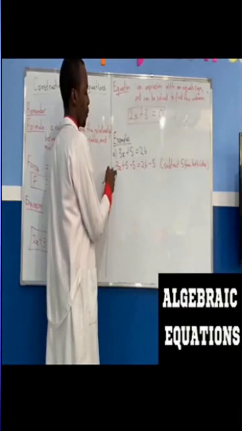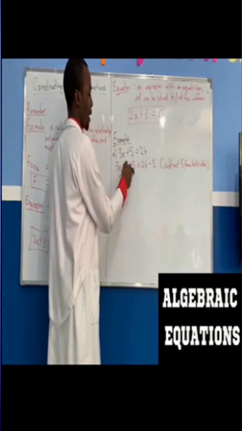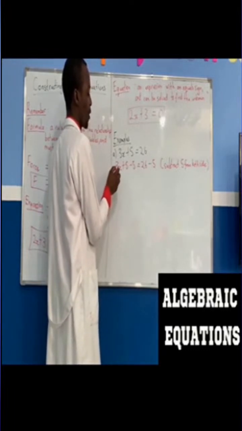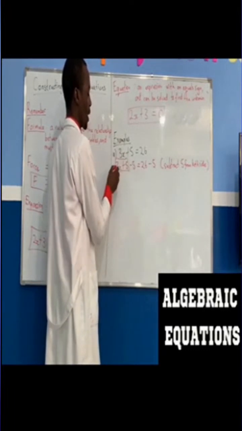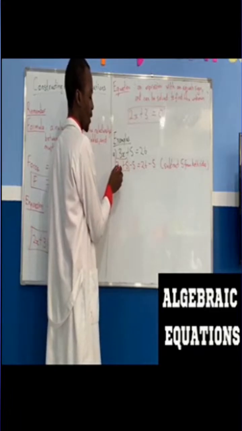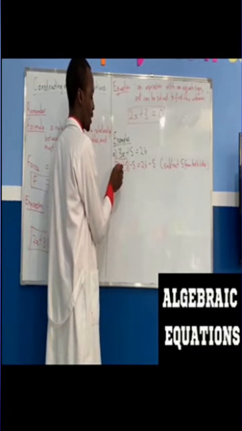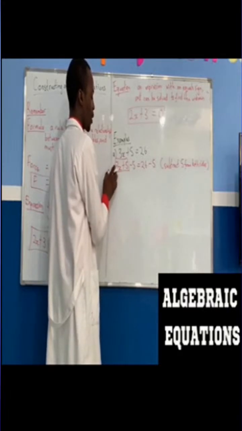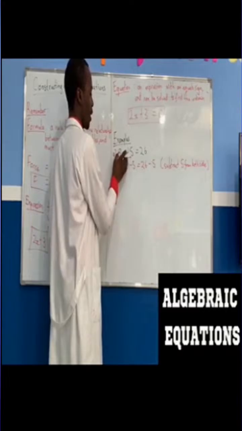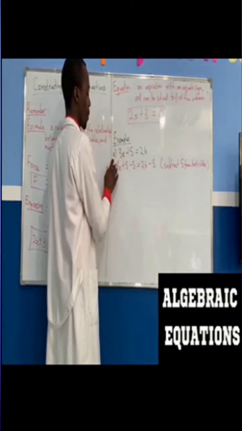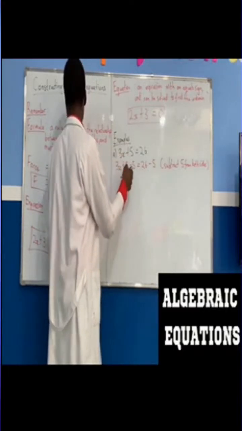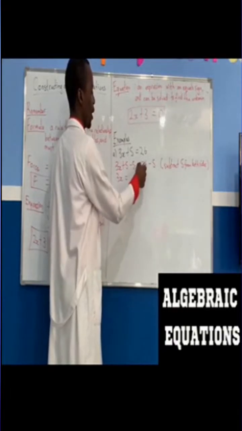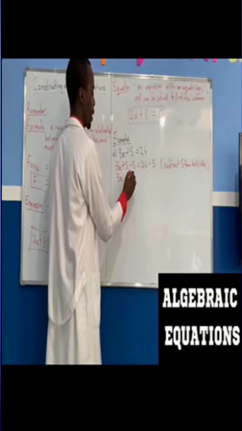Now we have 3x plus 5 minus 5 is equal to 26 minus 5. The 3x and the 5 cannot be added or subtracted. Why? Because the difference is in the unknown. This is x to the power 1, this is x to the power 0. So we cannot work them out. Right. So 5 minus 5 is 0. So this will be 3x is equal to 26 minus 5, which is 21.